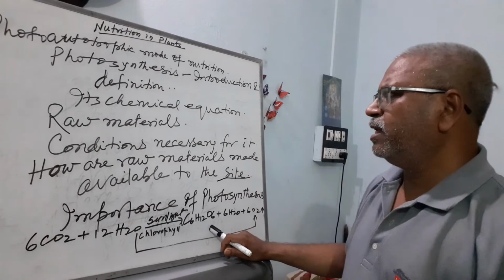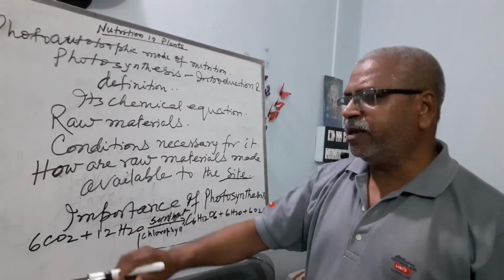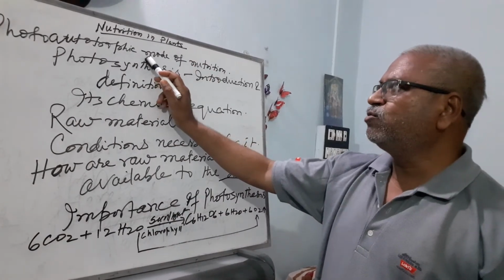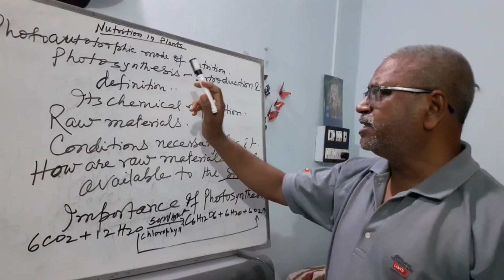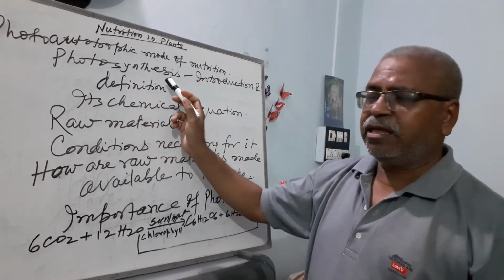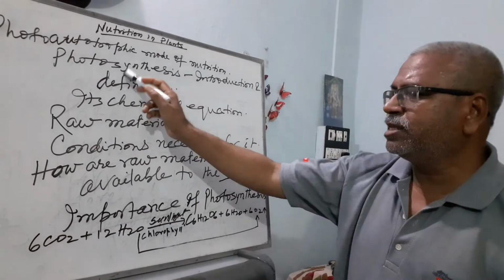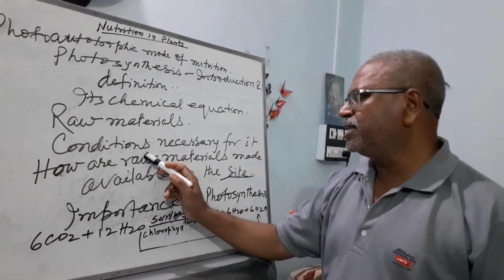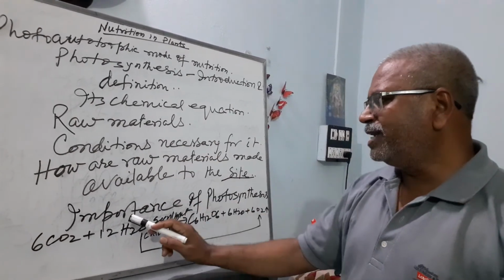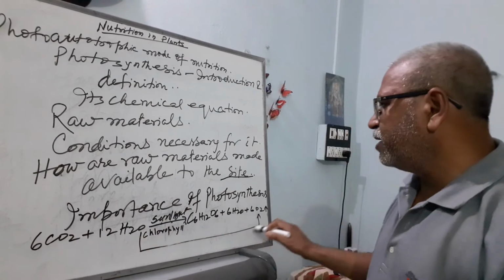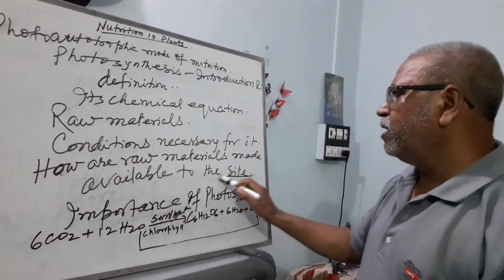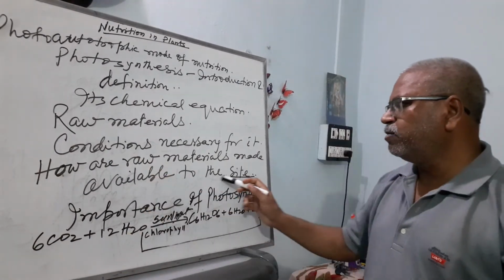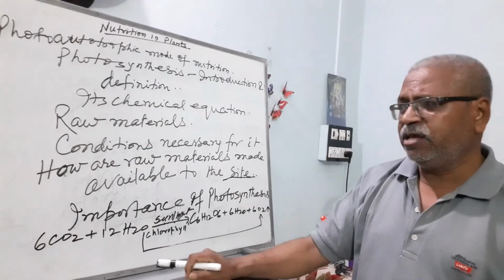In this way, we have become clear about these topics. What is the mode of nutrition in plants? Second, you have become clear about the definition of photosynthesis. What are the raw materials for photosynthesis? What are the different conditions necessary for photosynthesis? What is the chemical equation of photosynthesis, and how the raw materials are made available to the site? Now, last one more question.